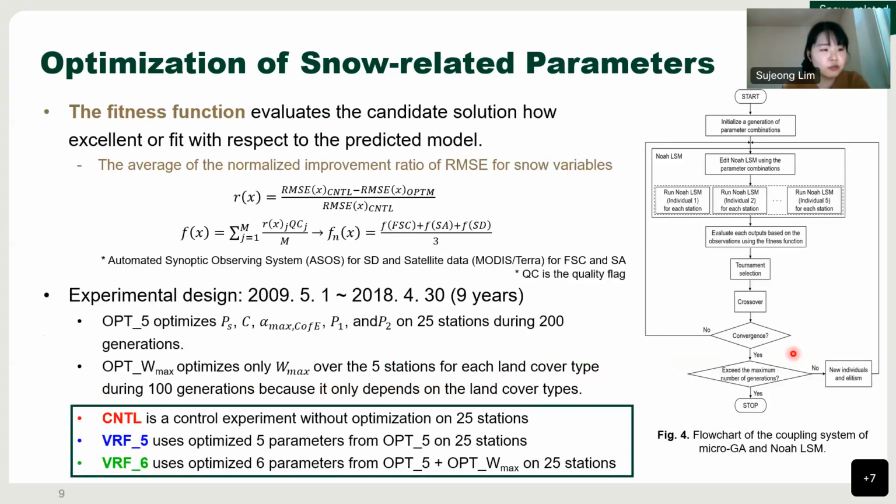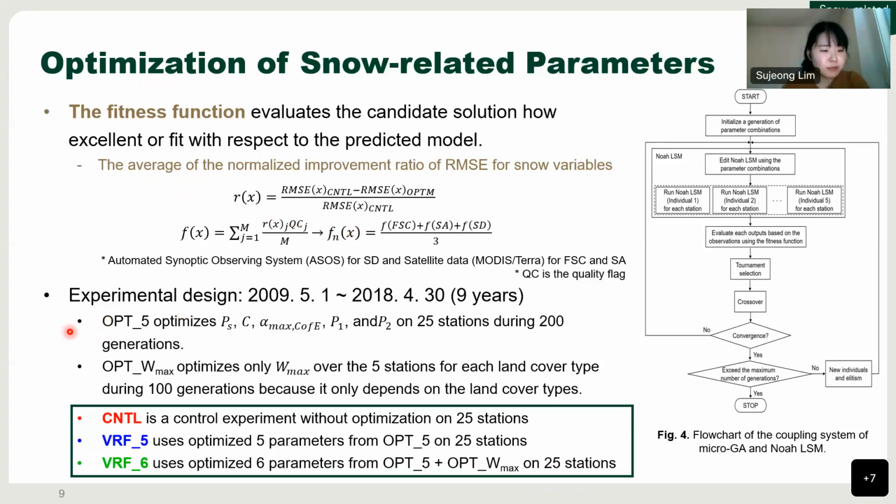This figure shows the flowchart of a coupling system of micro-GA and NOAA-LSM. Every generation evaluates the fitness function, which determines how excellent or fit the candidate solution is with respect to the predicted model within a given maximum generation. So in this study, we define the fitness function as a normalized improvement ratio of RMSE and then average it for 3 snow variables.